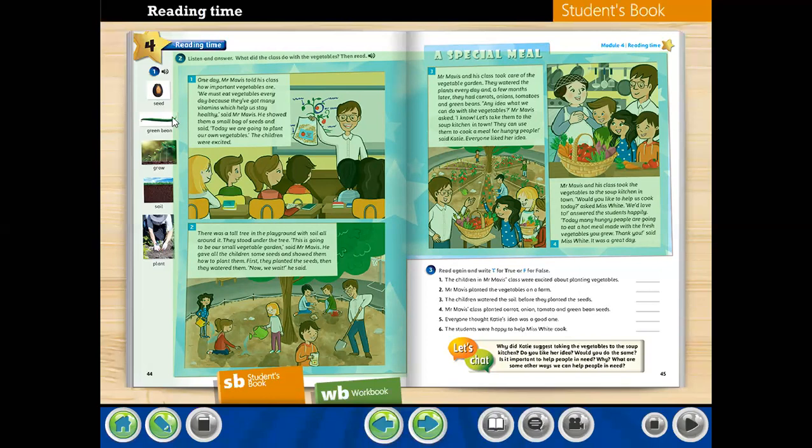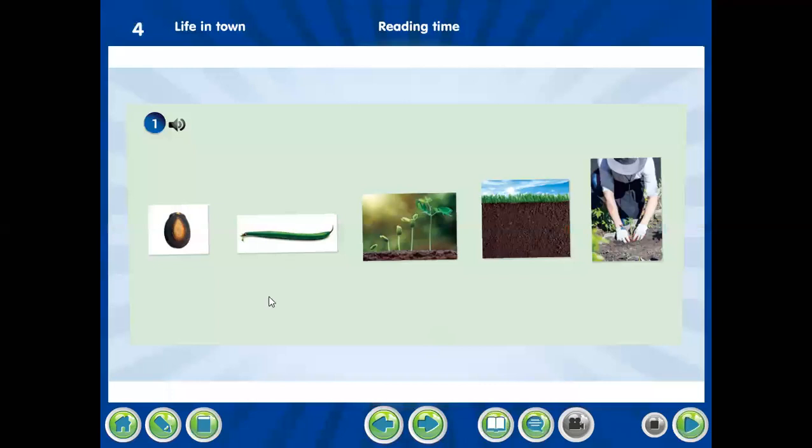But first, listen and repeat the vocabulary. Repeat, please. Open your microphones. Repeat. Sorry. There's a problem here. Okay. Repeat, please. Seed.